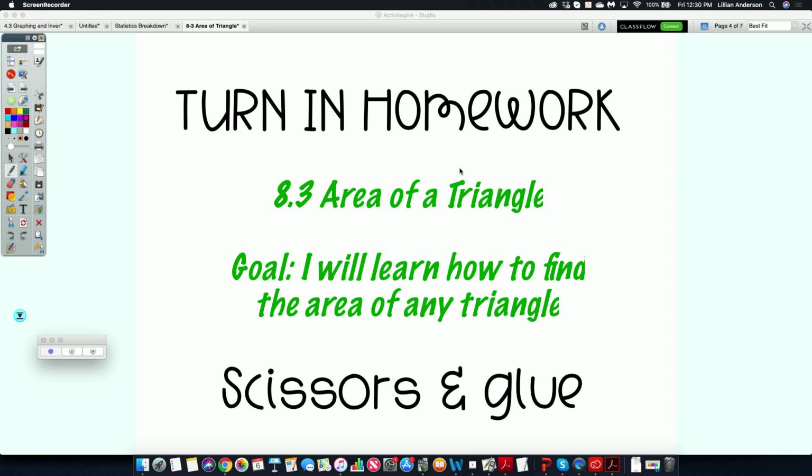All right, very easy concept today. We're talking about the area of a triangle. You guys are going to learn how to find the area of any triangle. Now, do realize, I know you guys probably already know how to find the area of one type of triangle. What's the formula that you know for an area of a triangle? Base times height divided by 2. But that only works for what types of triangles you think?